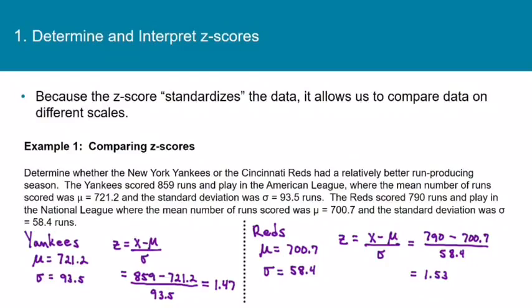Now what this tells us is that the Yankees' number of runs is 1.47 standard deviations above the mean, and the Reds' number of runs is actually 1.53 standard deviations above the mean for their league. So it turns out that the Reds had a little better season than the Yankees.